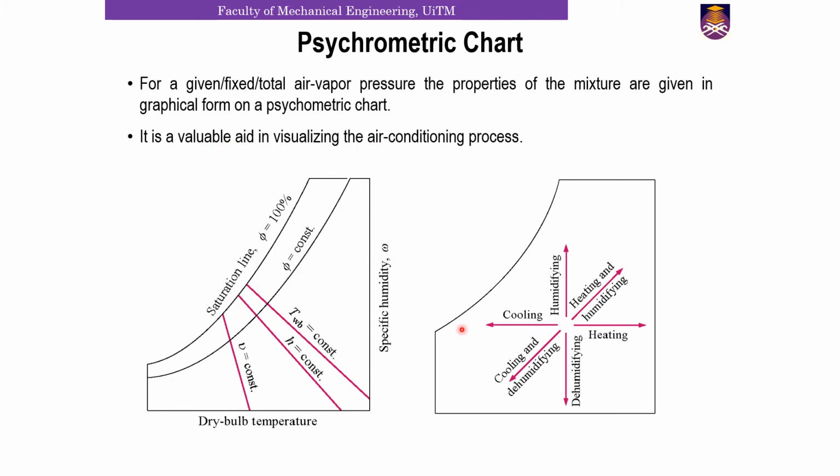You can also do cooling and dehumidifying, where the direction of movement will be towards this direction, and heating and humidifying will move in this direction, right? So there are many parameters that you can obtain. You can have the dry bulb temperature, wet bulb temperature, the enthalpy lines, the specific volume line, and the specific humidity property obtained from the psychrometric chart, right? You can also have the relative humidity line. So the actual psychrometric chart looks like what is going to be presented in our next slide.